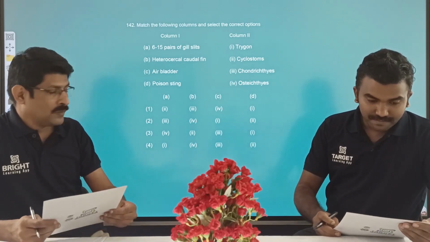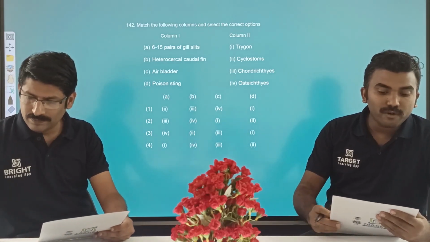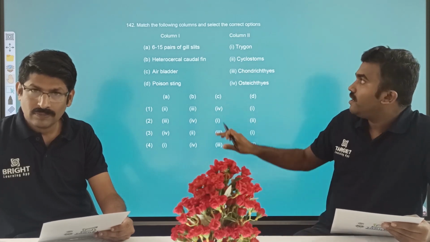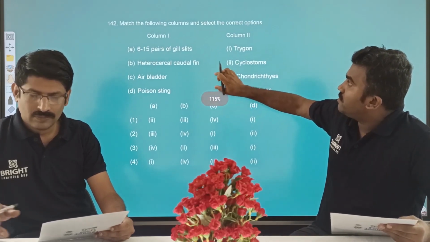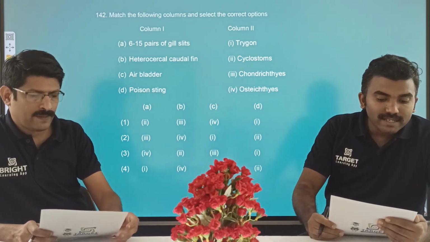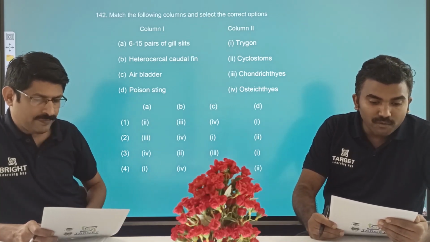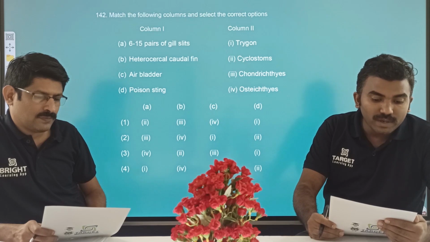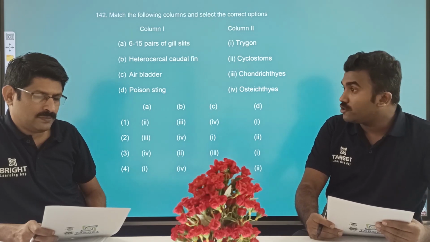Next question. It's another matching pair. Match the following columns and select the correct option. This question is asked from the chapter Animal Kingdom. Here they asked, there are 6 to 15 pairs of gill slits that are found in cyclostomes.